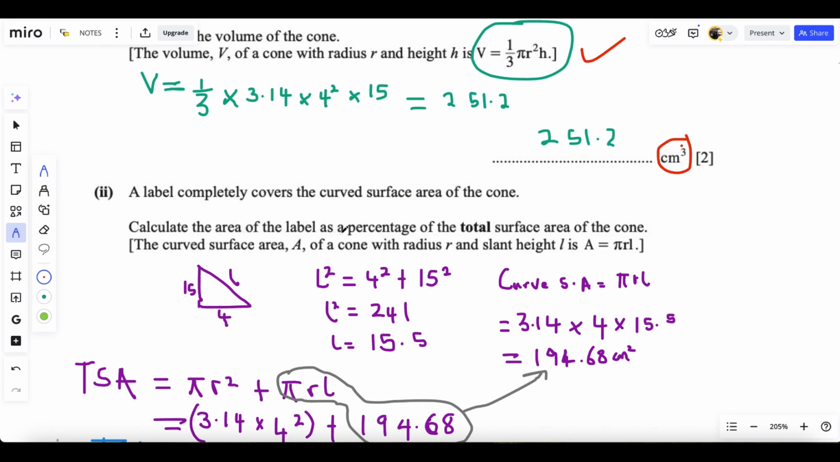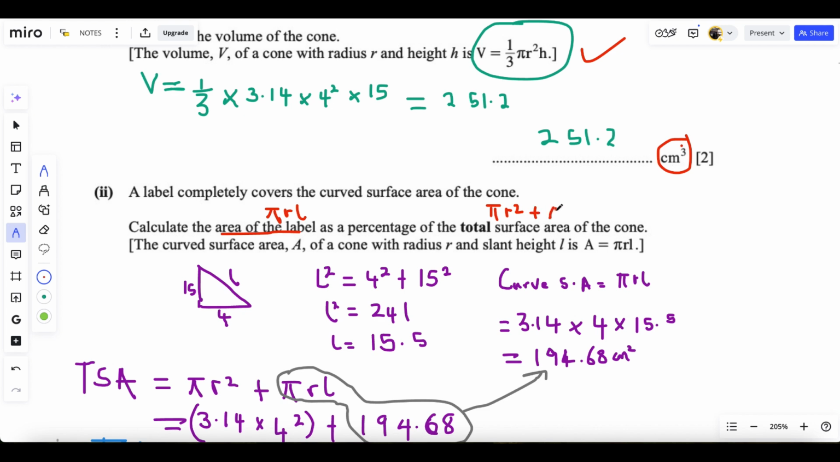Now calculate the area of the label as a percentage of the total surface area of the cone. The label is used to cover the curve, so it becomes the curved surface area. So we're going to calculate the curved surface area of the cone as a percentage of the total surface area. Meaning, we're going to find the curved surface area and the total surface area, and then we do curved over total times 100. Okay? That's 100%.